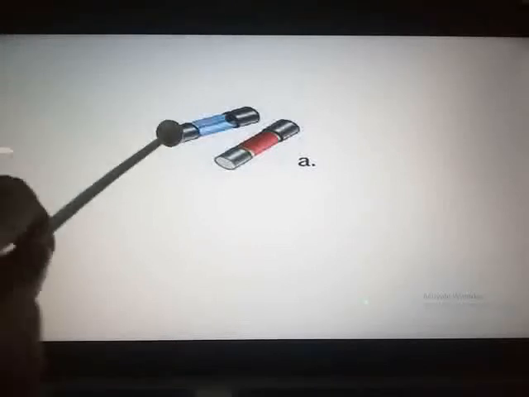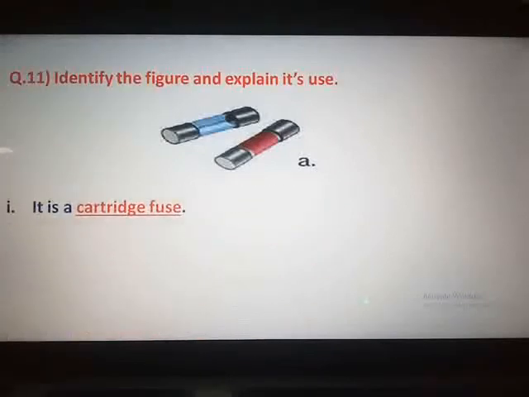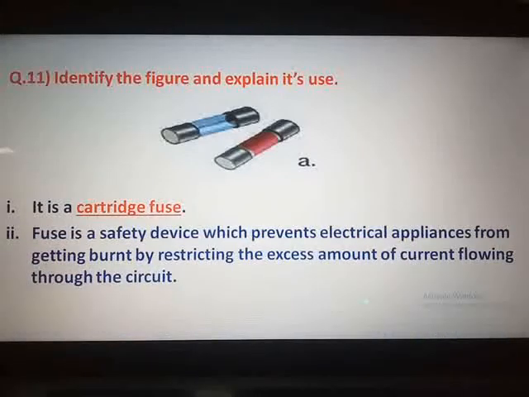Identify the figure. Look at this figure. What is it? It is a cartridge fuse. So you have to identify it as a cartridge fuse and explain its use. You all know the use of a fuse. It is a safety device which prevents your electrical appliances. So immediately you will write its use.